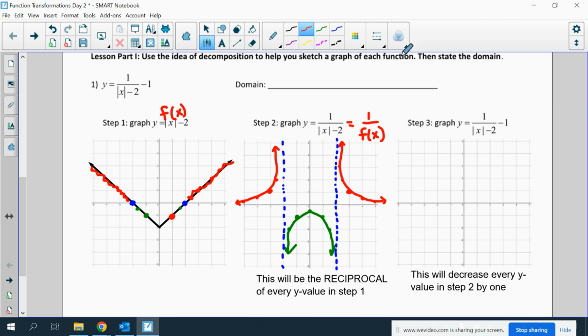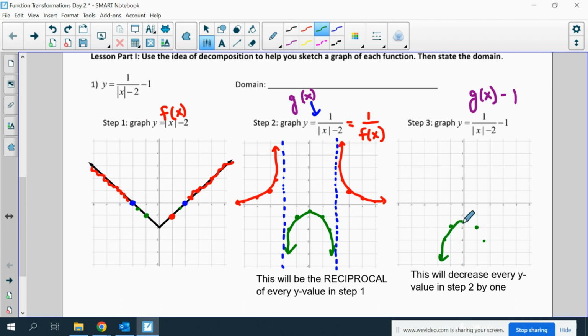Then finally, I'm going to take step 3, which is graphing the exact same function. So if I call this function g of x, what I'm going to do is take g of x and subtract 1. So all that's going to do is decrease every y value in step 2 by 1, because I would take g of x and then subtract 1. So all of these things are going to just get subtracted by 1 in terms of their y values.